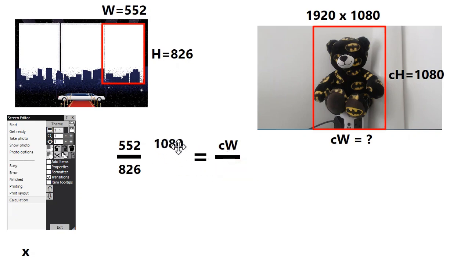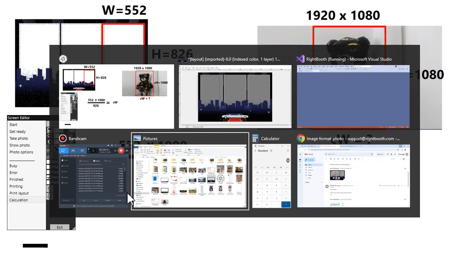So I put 1080 over here. I'm going to multiply those two together and divide by 826. So this is going back to your old school days now, O-level maths. So the crop width is 552 times 1080 divided by 826. So let's just get the calculator up.